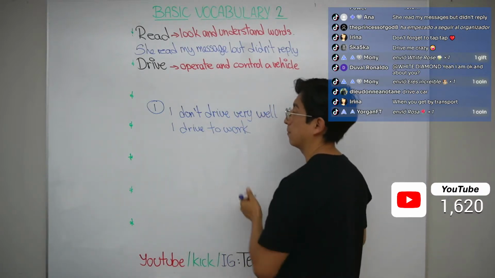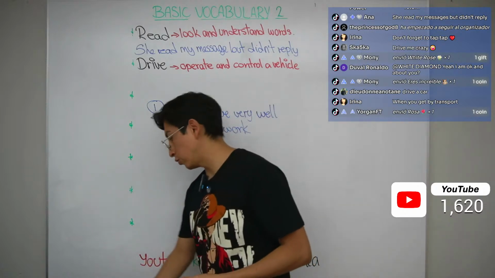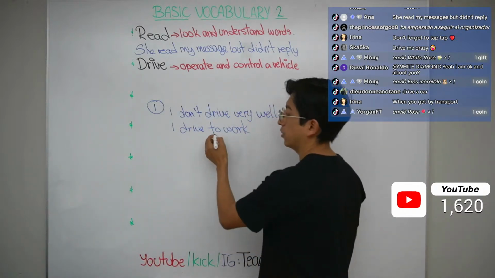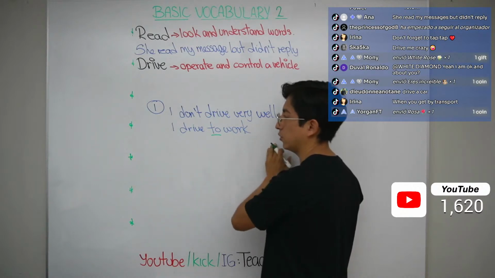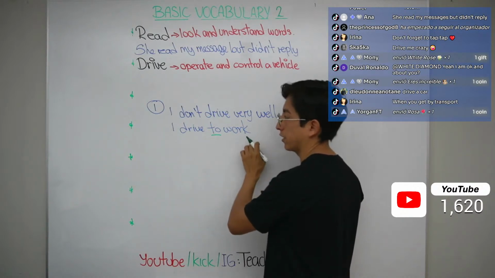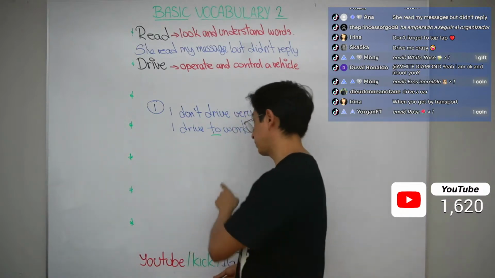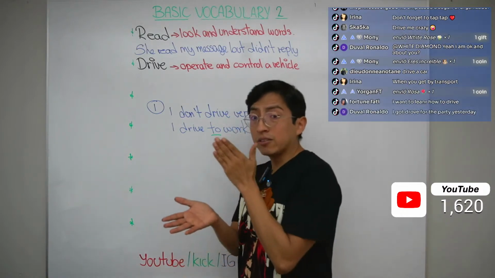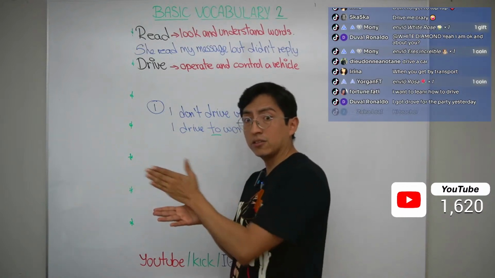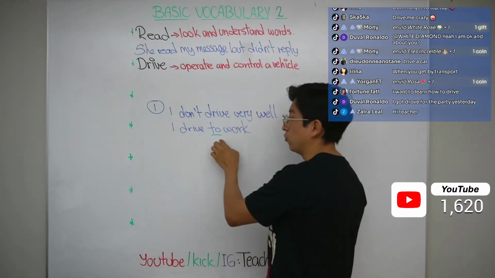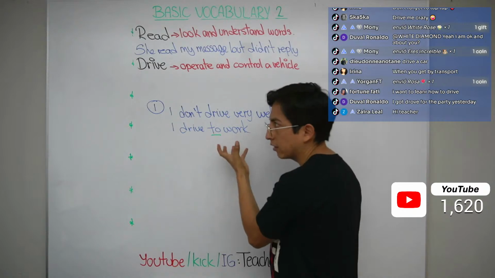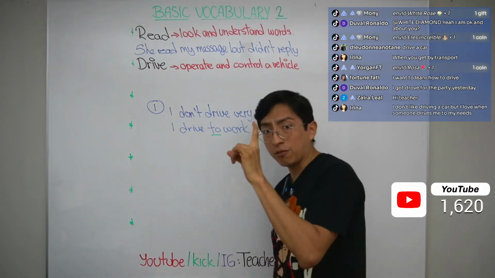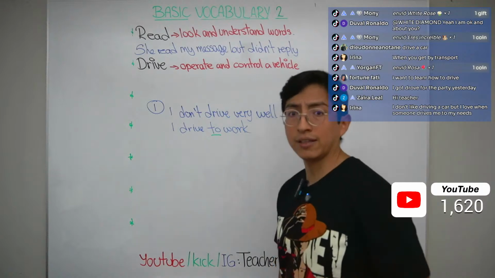Okay, I drive to work. So every time you want to describe where you go, you have to put to. I drive to work, I drive to school, I drive to the airport, I drive to the museum, I drive to the supermarket. Remember that to here indicates direction. I drive to the beach. You have to write here a physical place. That is the first meaning.